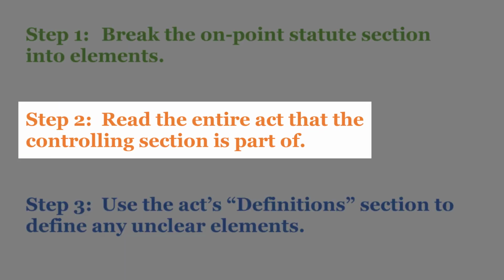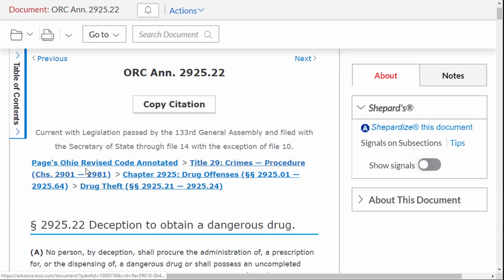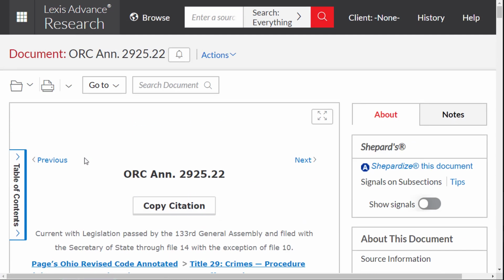And step 2 is now where you read basically the whole statutory act or section or chapter, however it's organized. You read the whole section to make sure that your question isn't answered there, and just to know everything else you need to know about it. So I'll show you here in Lexis. You do that by clicking on Table of Contents, and that's the same for Westlaw. Table of Contents is your best friend.